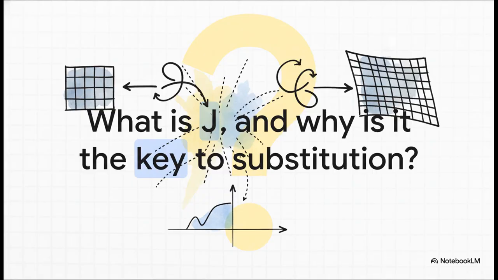And that really is the million-dollar question, isn't it? What is this J even doing here? Why do we need it? And how on earth does it connect back to that simple little derivative we've known for ages? Well, that's exactly what we're about to figure out.